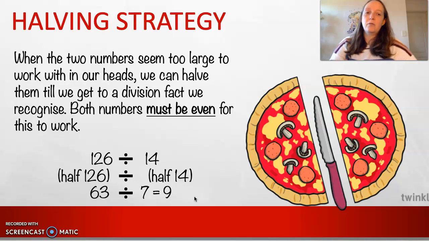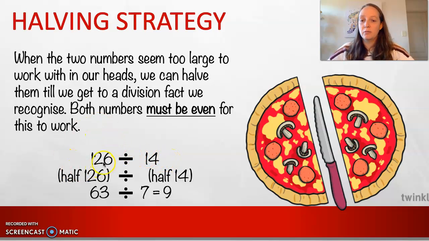The next strategy we're going to think about is the halving strategy. This is when the two numbers that we're dividing by one another seem too large to work with just in our heads. We can halve them until we get a division fact that we can recognize. To use this strategy, both numbers must be even for this to work. So, as you can see here in the example, we've got 126 divided by 14. I don't know about you, but I cannot do that in my head.